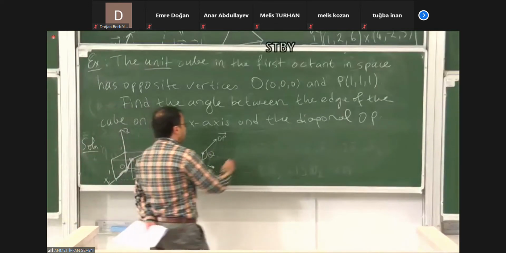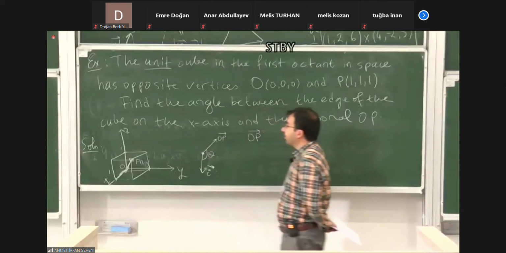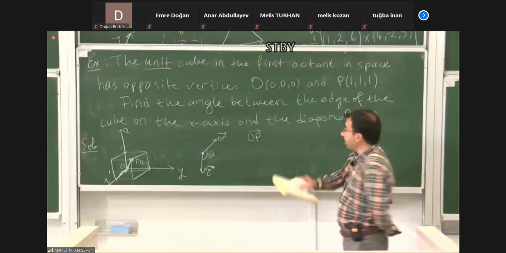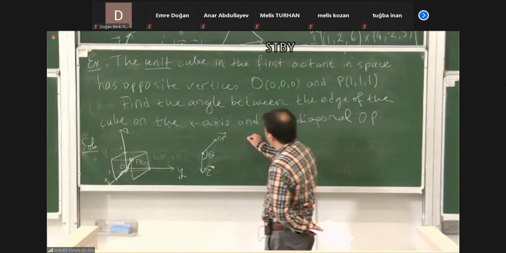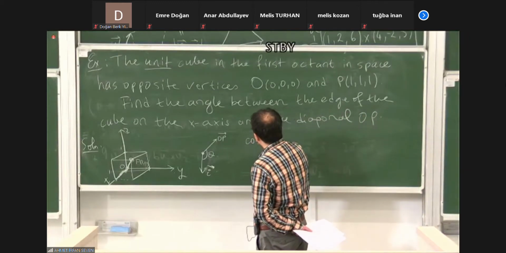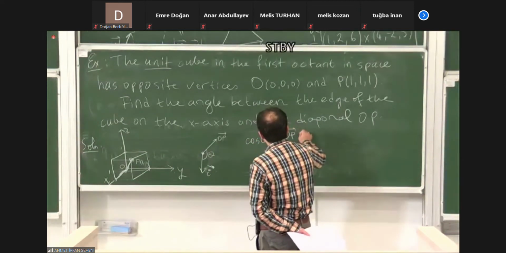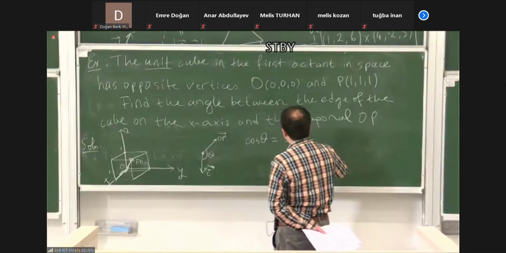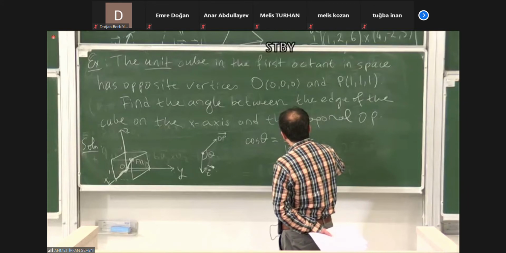All right, so I'm wondering about this angle, theta. How can I find this angle? Well, I can find its cosine. So cosine of theta will be equal to, by our formula, OP dot i over length OP times length of i.